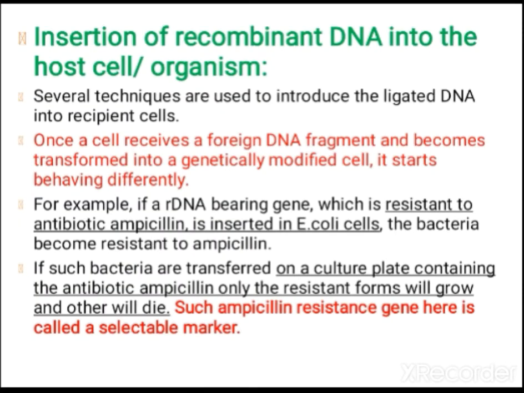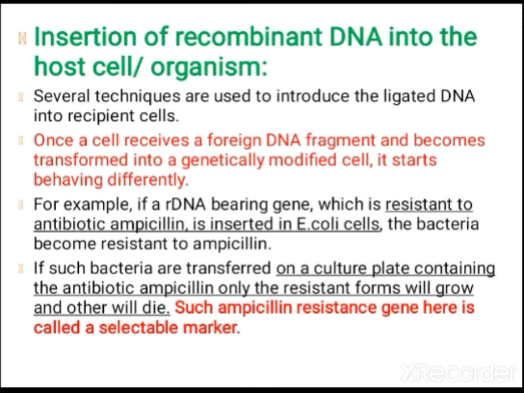So then the insertion of the recombinant DNA into the host cell or organism. Here we use several techniques for insertion. Once the cell receives a foreign DNA fragment, it becomes transformed into a genetically modified cell, that is GM. If it is an organism, we call that a GMO, genetically modified organism. If it is a cell, you call that a genetically modified cell. So in the cell, it starts behaving differently. Why? Because it has been transformed, we have introduced new DNA.